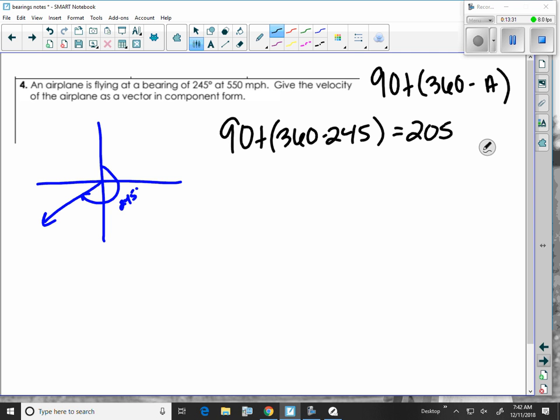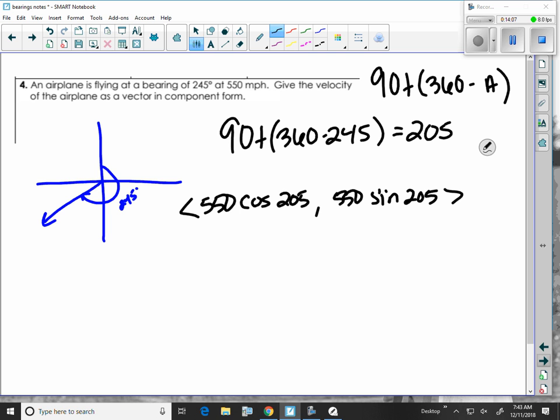Okay, so once we have that, 205 is the new angle that we're going to use in our formula. If you have to change it, use that new angle. We're going to use this one right here because we're writing it in component form. We have the magnitude and we have the angle, so we're going to put that in component form. Our magnitude is 550, so we'll have 550 times the cosine of 205, and then 550 times the sine of 205.